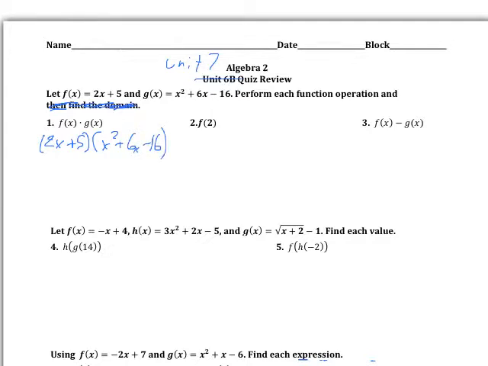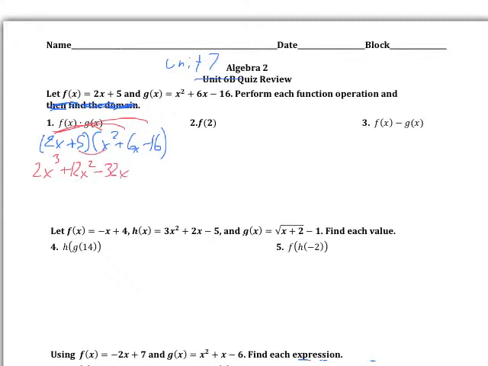Alright, so that's the math we need to do there. You might recognize that as being a double, kind of maybe triple distribution problem, whatever you want to call it. So that would give us 2x cubed plus 12x squared and a minus 32x.